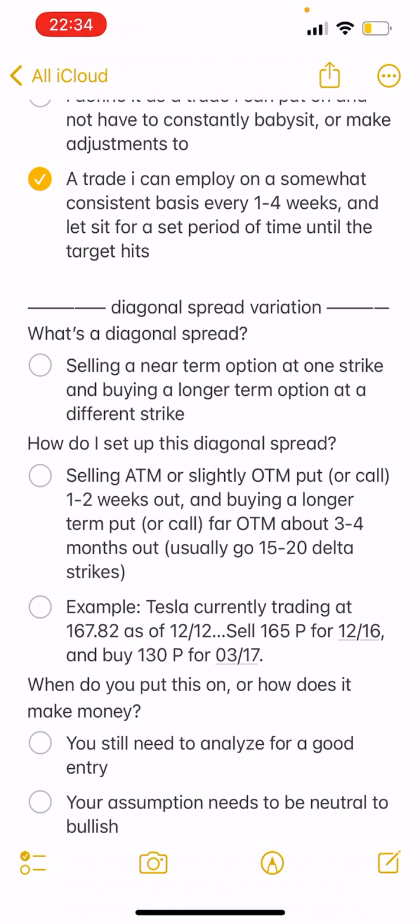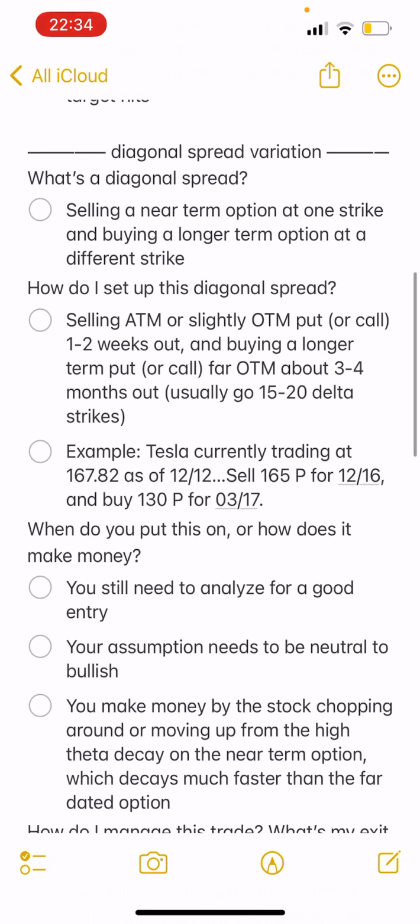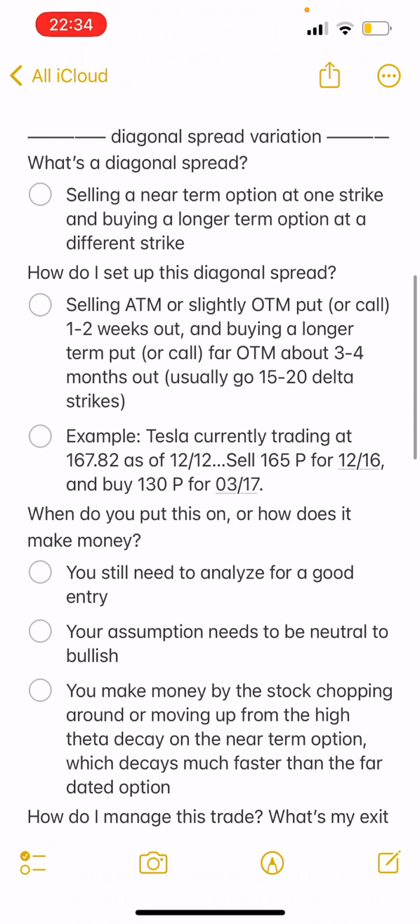So, again, it's a trade I can employ on a somewhat consistent basis every 1 to 4 weeks, okay? And again, you just let it sit for a set period of time until that target hits, okay? So, there's a few different trades that I consider under this category of an income trade by my standards. The first one, and the one that I'm going to go over today, and I'll go over other ones in a different video, is the main one that I use. I use a number of different ones, but this is probably the one that I use the most frequently, especially this past year. And it's a form of a diagonal spread, okay?